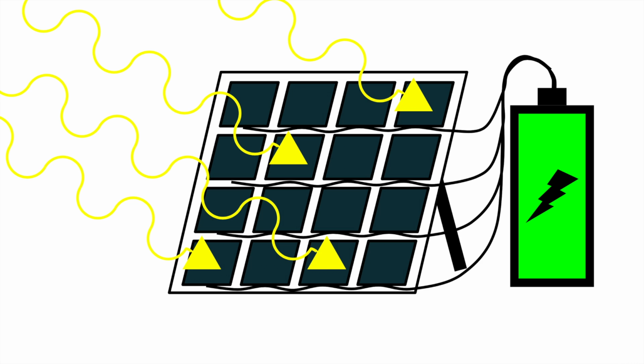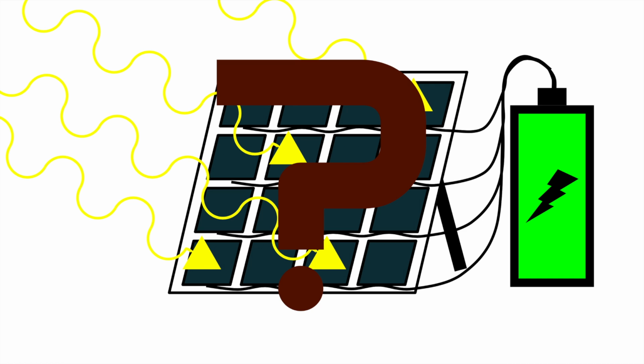Solar panels, or solar voltaics, are flat panels that can get energy from sunlight. How exactly do these things get energy from the sun?